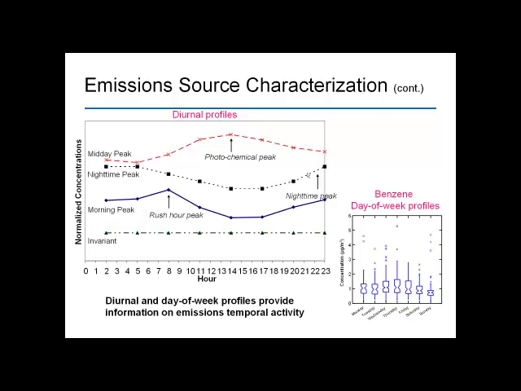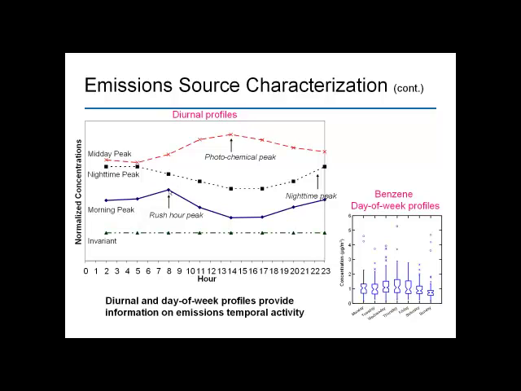The second profile is a nighttime peak, where basically you get the highest concentrations at night. This type of emission activity may have no change during the day. It may just be something that's emitted at the same rate at all times, and the decrease in concentrations during the day is caused by increased mixing heights.